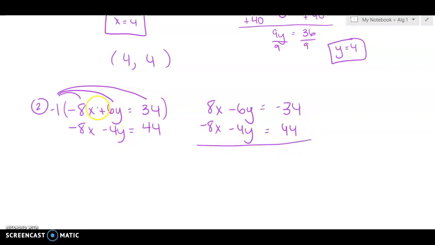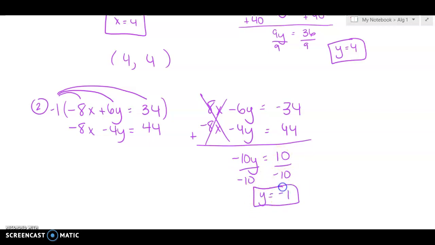Sometimes you get away with multiplying only 1. Now we can add them together because the x's are going to cancel. 8 plus negative 8 is gone. Negative 6 and negative 4 is negative 10y. Negative 34 and 44 is positive 10. And now we can divide by negative 10. 10 divided by negative 10 is negative 1.